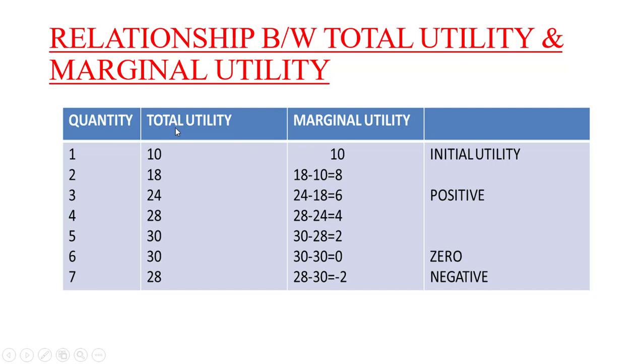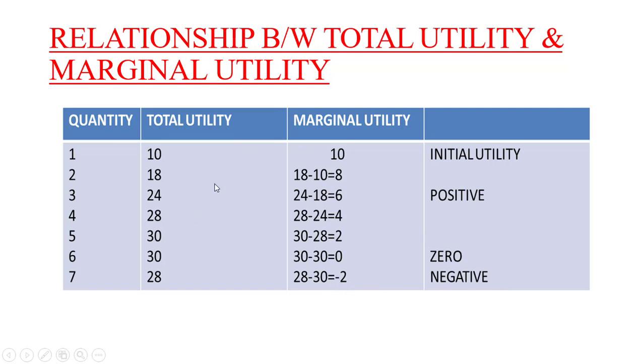30. So when the total utility is at the maximum, marginal utility will become 0. This is a very important point to remember. And for the last, seventh quantity, you see it is reducing from 30 to 28. It is reducing, right? Now if you subtract these two values to get marginal utility, you are getting the figure minus 2, right? That's why it is a negative utility.